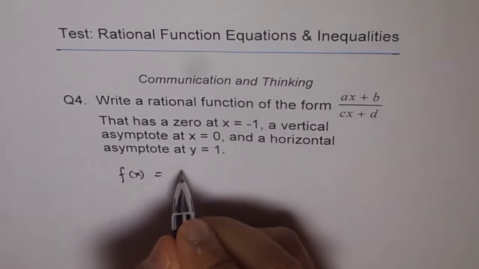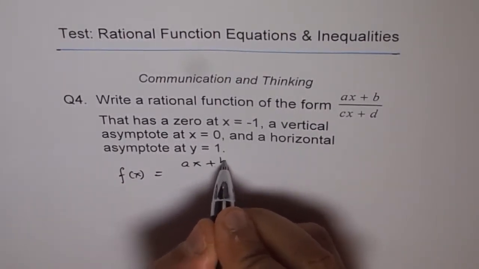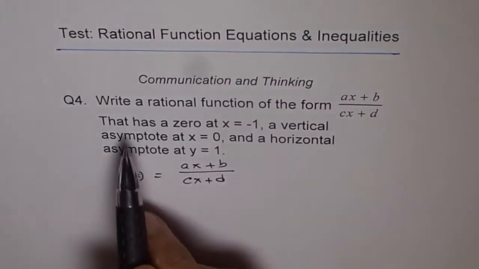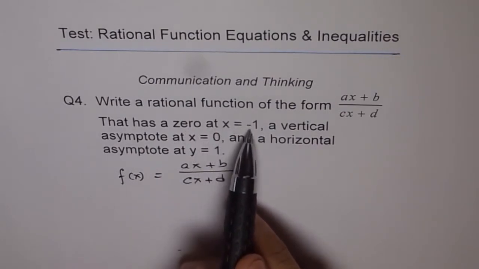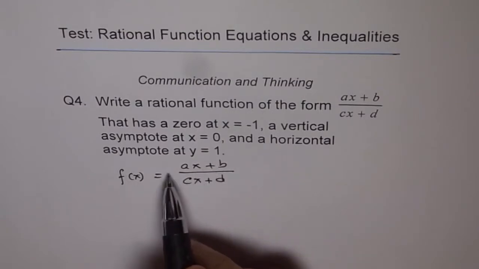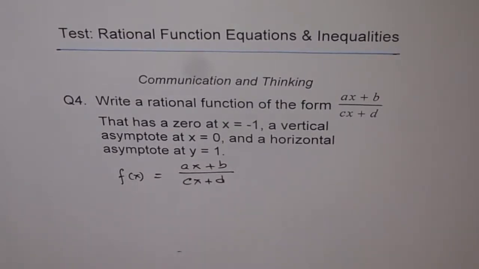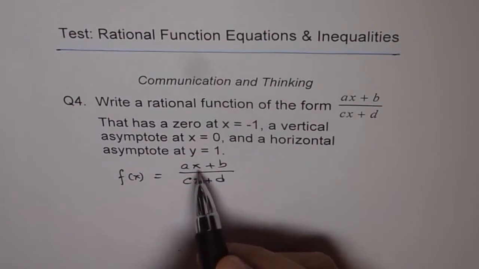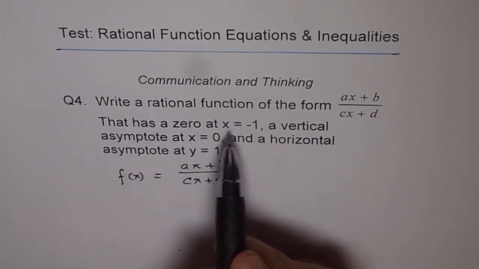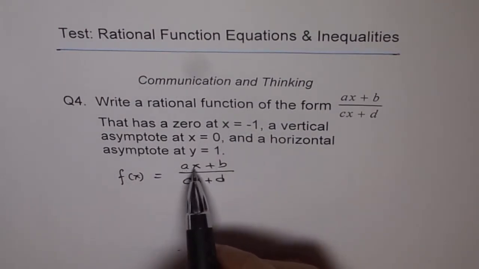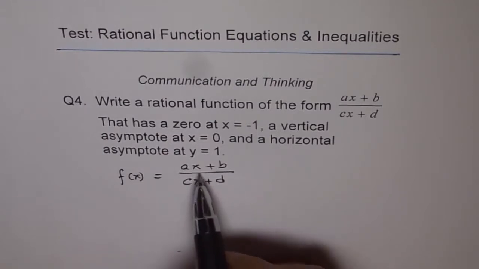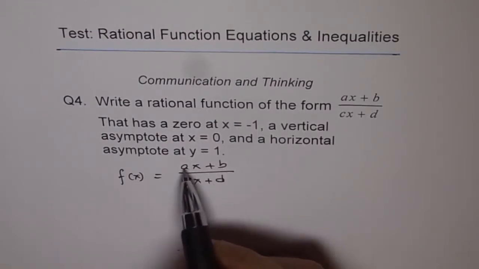The function given to us is of the form ax plus b divided by cx plus d. Now, it has a zero at x equals minus 1. It means if I plug in minus 1 here, then the function should become 0, right? So if I put minus 1 for x, I should get 0. Zero means the numerator should be 0, and that relates a and b.